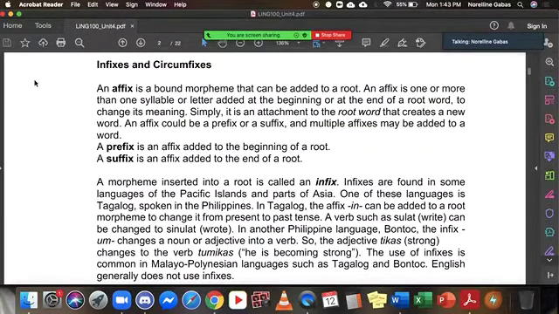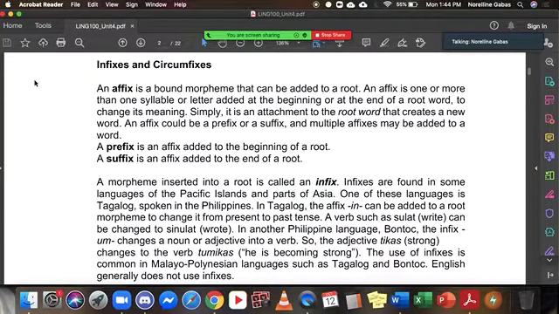infixes and circumfixes. Okay? Infixes and circumfixes. An affix is a bound morpheme that can be added to a root.